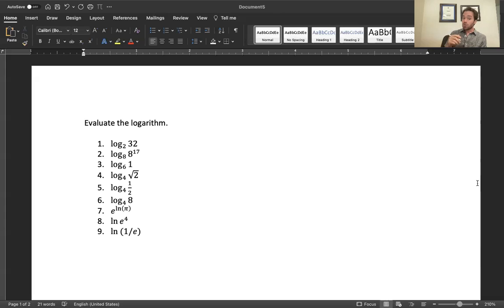Now, I don't know about you, but I do not want to find out what 8 to the 17th power is. That's a very bad number. However, I can use the inverse relationship between these to say that this and this cause one another to go away, and this is 17. Okay? Log base 6 of 1.